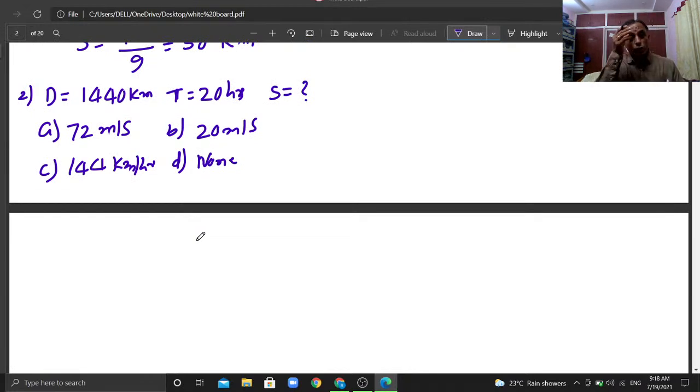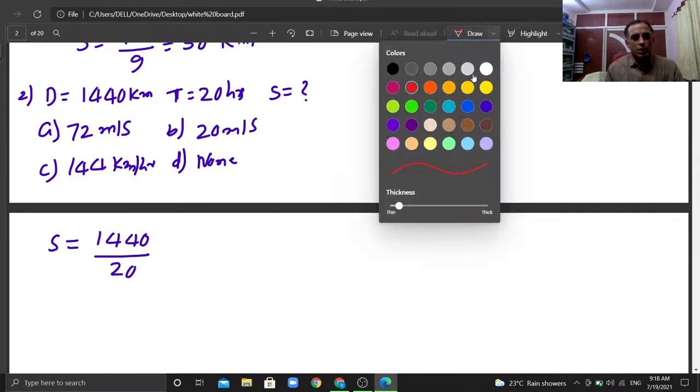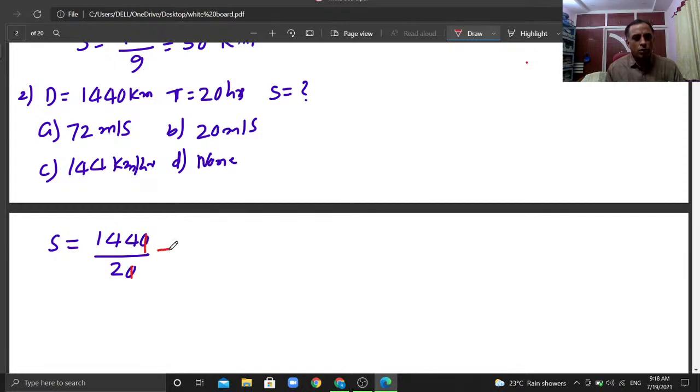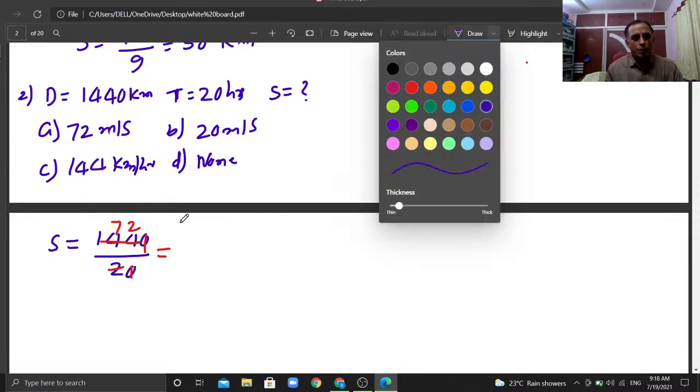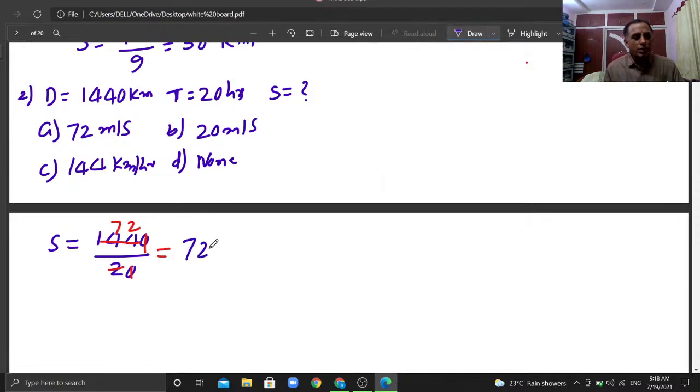Distance is 1440 kilometer, time is 20 hours. Then find the speed. Speed is equal to distance by time. Please check the units: distance is in kilometer, time in hours. So 1440 by 20. Cancel the zeros. 2 ones are 2, 2 sevens are 14, 2 twos are 4. Therefore 72 kilometer per hour is the right answer. Only 72 is not the right answer; 72 kilometer per hour is. So speed is equal to 72 kilometer per hour.